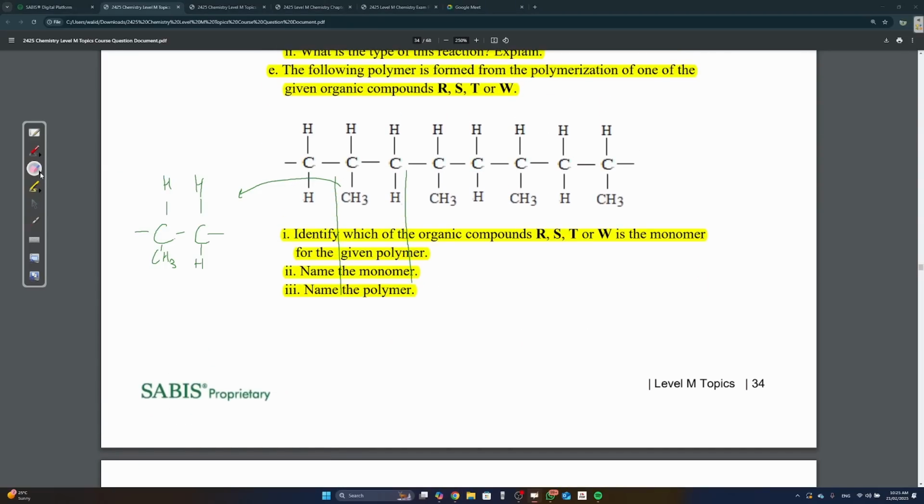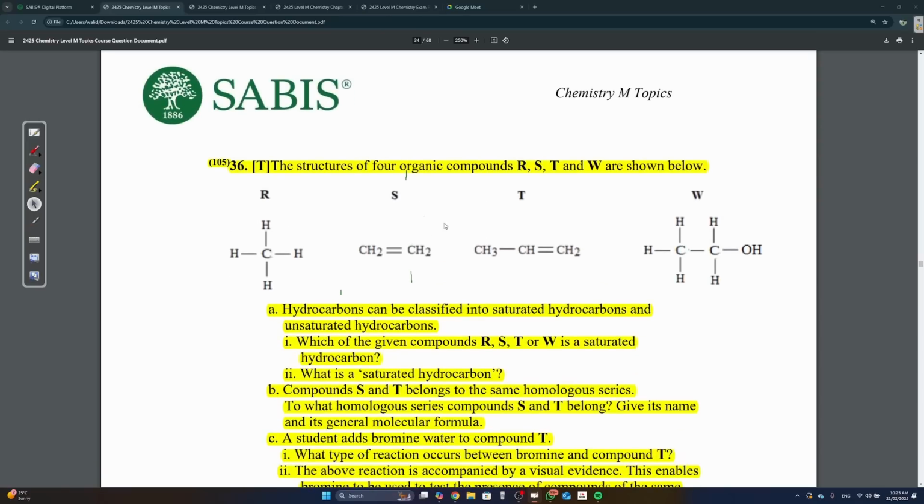Name the monomer. What is the monomer? We agreed that T is the monomer, right? We said T is the monomer, so the T is the monomer because it's the only one with 3 carbons. Type. How do we name this? This is 3 carbons. It's obviously an alkene, right?